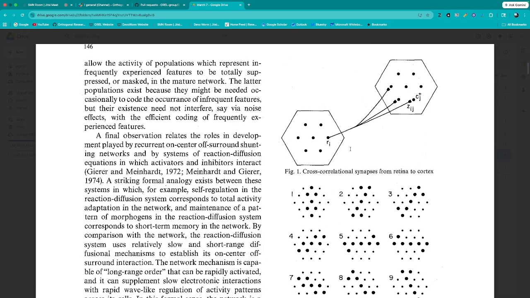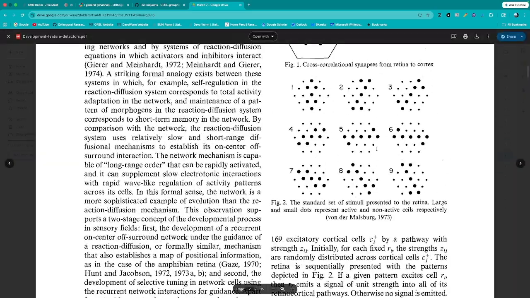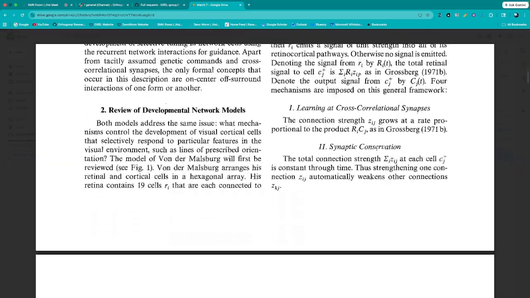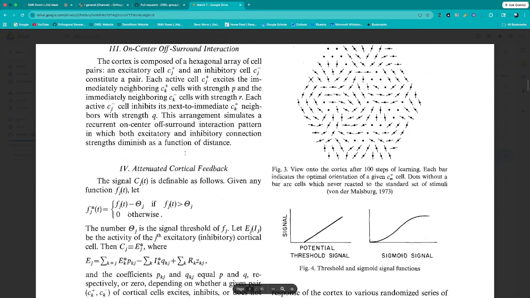He's just drawing diagrams. This is reminiscent of what Braitenberg was doing in his Cybernetics, where he was drawing diagrams of circuits, and then that would later become computationalized, so that you could build an artificial system with them. And then this goes through some of this other work. He gives a review of developmental network models, and this is just going over some of these models.